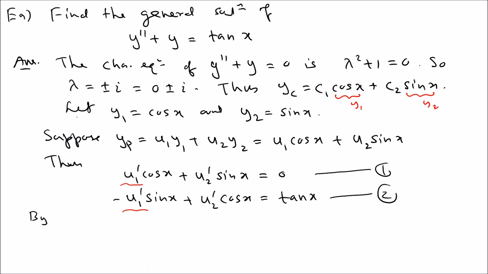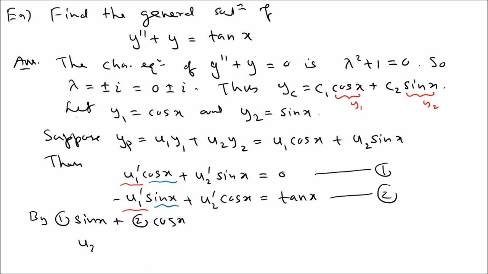We're going to multiply the first equation by sine, the second equation by cosine, because those are the missing terms. We're going to multiply these two and add them, so the u1 term is going to go away. So by 1 times sine x plus 2 times cosine x. If you do that, when you add them, this is going to go away. On the other side, what will happen?